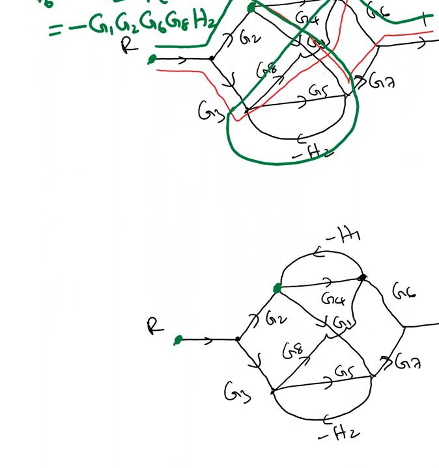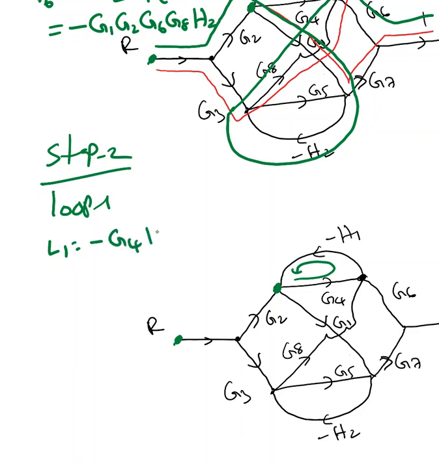Okay, so step 2, find loops. Loop 1, you can clearly see G4 minus H1, L1 equals minus G4 H1, and you can clearly see loop 2 equals minus G5 H2. That's my loop 2.